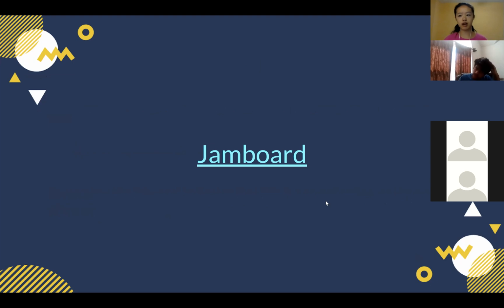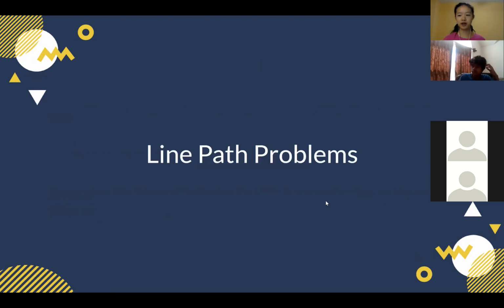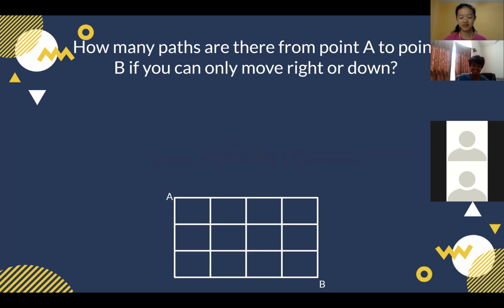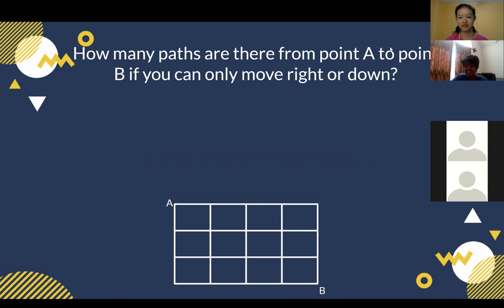I'm not going to go to the Jamboard quite yet because we have some very fun line problems. Line problems are one of my favorite counting and probability problems because they're actually pretty fun. So how many paths are there from point A to point B if you can only move right or down? When I first found out the way you do this problem, I was really shocked because it's so smart. It was kind of mind blown. It's pretty cool. So I can just quickly show you the basis for this strategy.